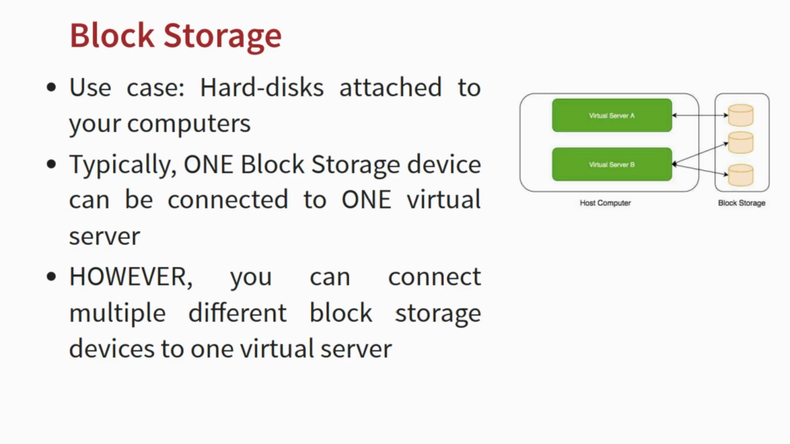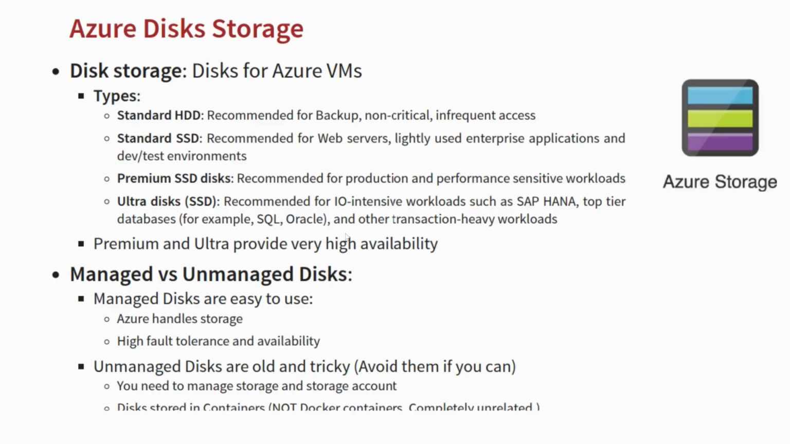Now let's get into Azure disk storage. Azure disk storage is primarily used by Azure virtual machines to store data. It is characterized based on performance needs and cost efficiency, and you can see the different types here: standard HDD, standard SSD, premium SSD, and ultra disk. The standard HDD is recommended for backups and non-critical, infrequent access.